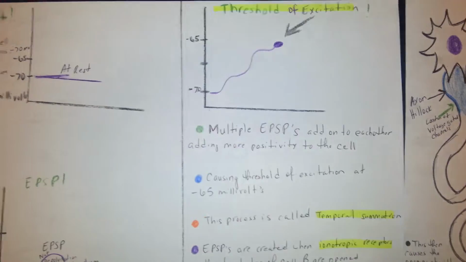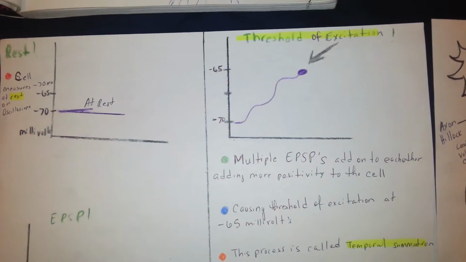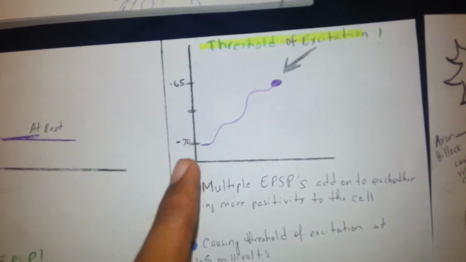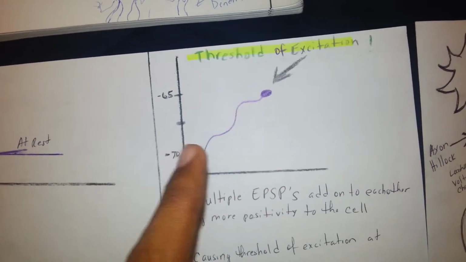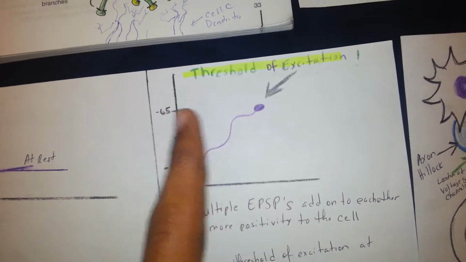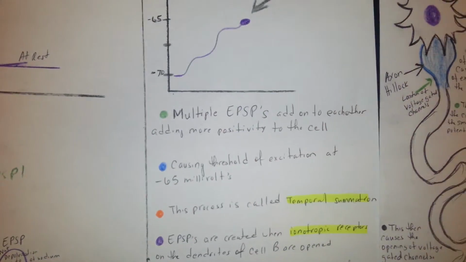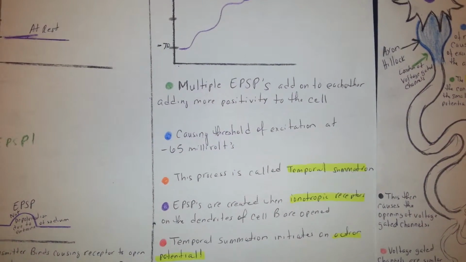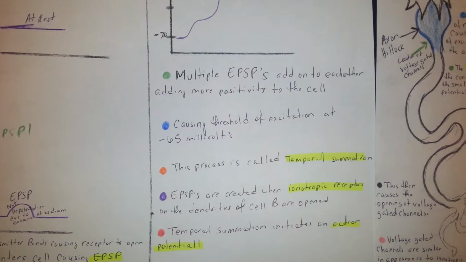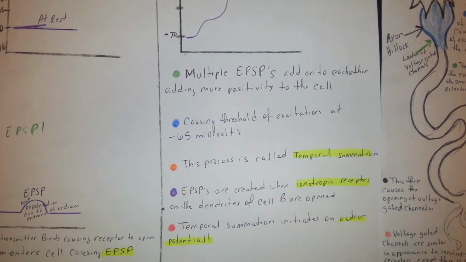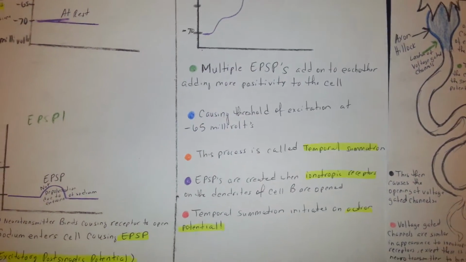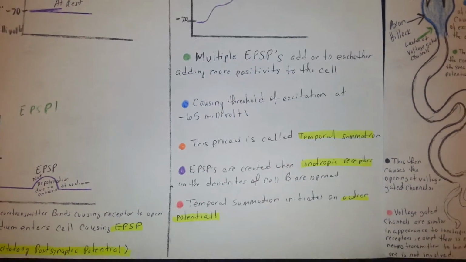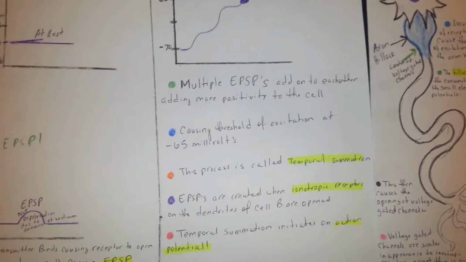So we're going to move on to the third chart, which is the threshold of excitation chart. Just a little background information. As you can see, it's basically showing the movement from the resting rate up until the threshold of excitation, which is at negative 65 millivolts. Multiple EPSPs add onto each other, adding more positivity to the cell, causing the threshold of excitation. The name of this process is called temporal summation. Temporal summation initiates an action potential.